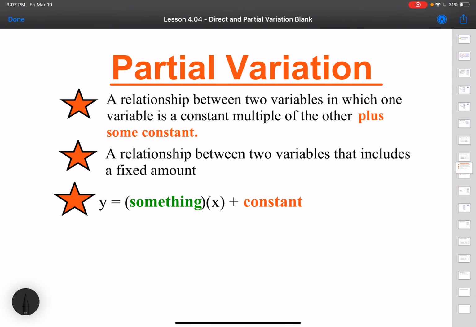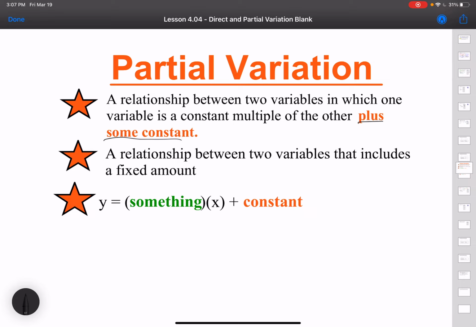All right, so here's sort of the second half of the note. We're now going to look at partial variation. This is where things get a little more complicated, and that's because, well, what is a partial variation? Well, it's a relationship between two variables in which one variable is a constant multiple of the other plus some constant. So that's the key difference, is this plus some constant part. You can also think of it as a relationship between two variables that includes a fixed amount.